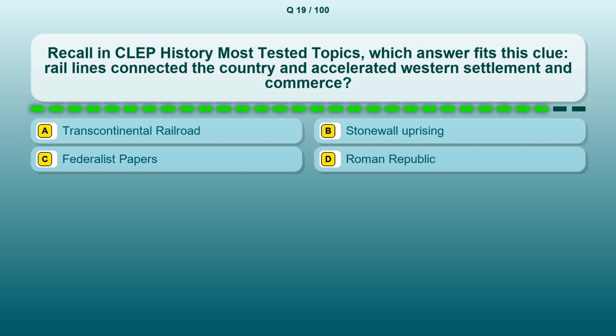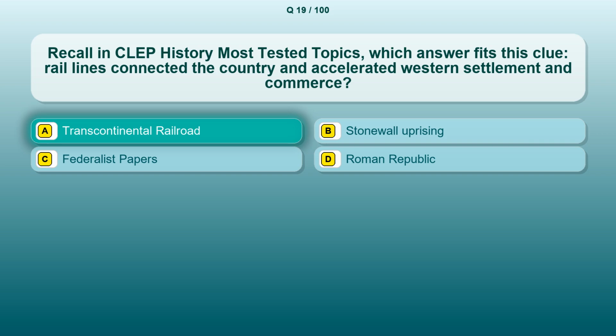Question 19. Recall in CLEP history most tested topics. Which answer fits this clue? Rail lines connected the country and accelerated Western settlement and commerce. Option A, Transcontinental Railroad. Option B, Stonewall Uprising. Option C, Federalist Papers. Option D, Roman Republic.